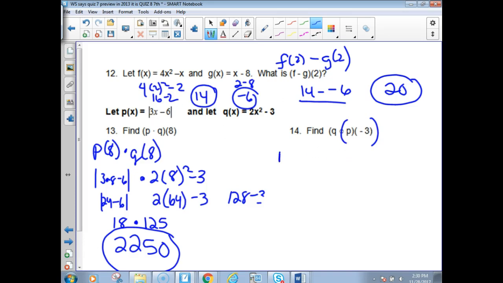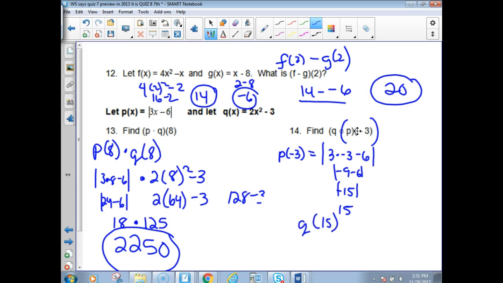Okay, so I'm going to do the P of negative 3 first. That would be the absolute value of 3 times negative 3 minus 6. That's negative 9 minus 6, which is negative 15. The absolute value of negative 15 is 15. Now that I have evaluated the P of negative 3, I now have to do the Q of 15.